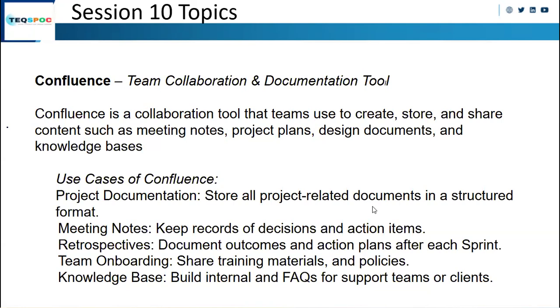Basically, Confluence is a third-party app which we use with the Jira software for documentation purposes. We create documentation inside Confluence and share it with respective team members, or share the URL link to the respective user story. If somebody wants to read more about the user story, he can access those documents. So Confluence is a collaboration tool that teams use to create, store, and share content such as meeting notes, project plans, design documentation, and knowledge bases.